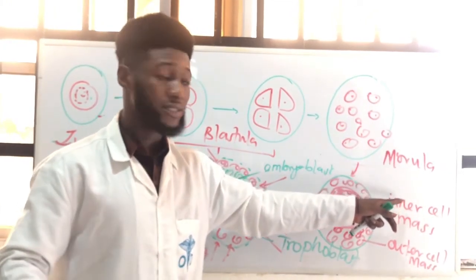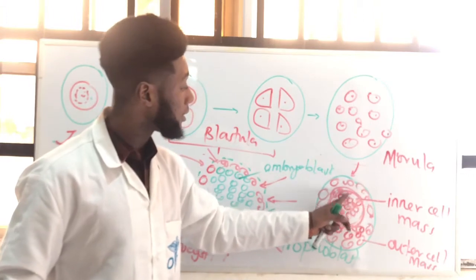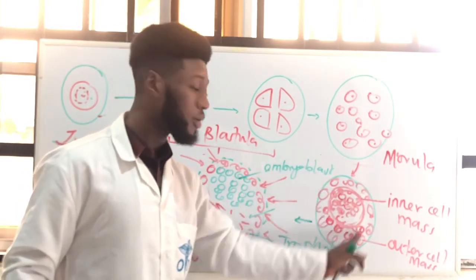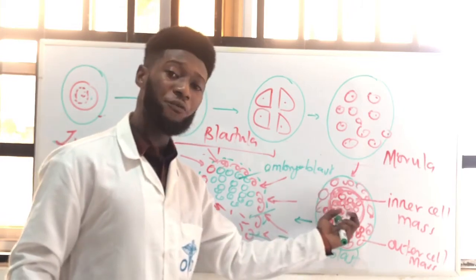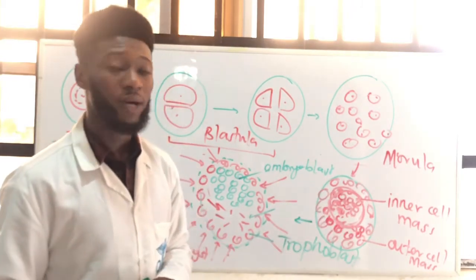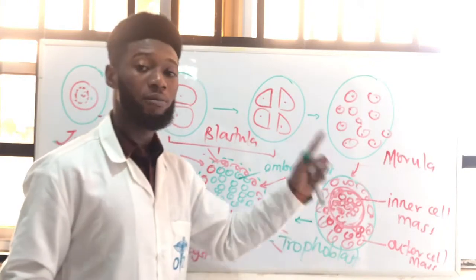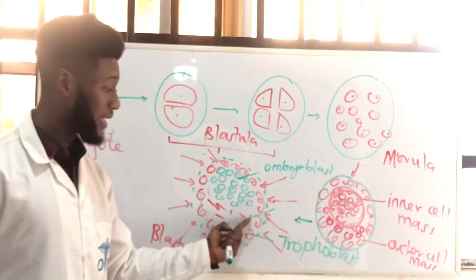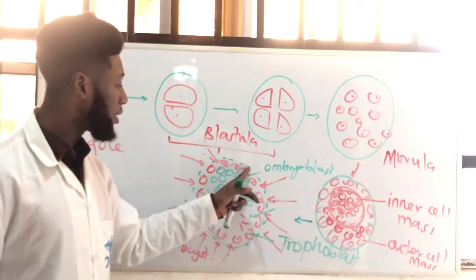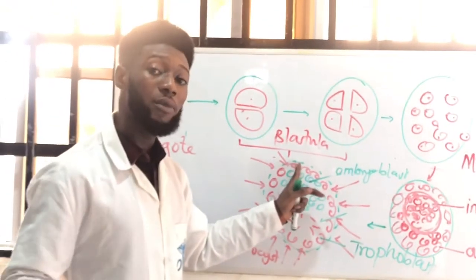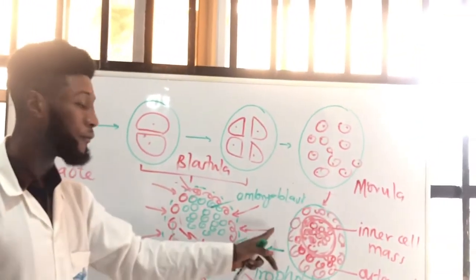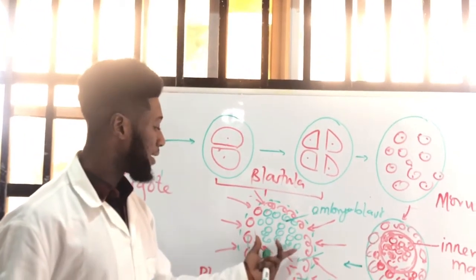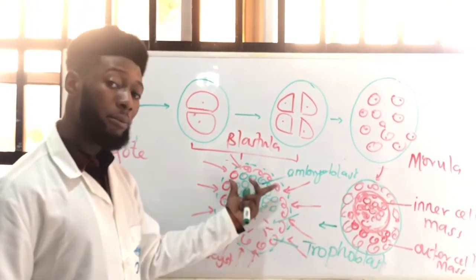As the gestation period increases, some of the cells become more compact at the center, while others lie at the periphery. Those at the center form the inner cell mass, and those at the periphery form the outer cell mass. As it increases again, the zona pellucida melts away and the ball gets fluid. So basically in a morula, the inner cell mass is pushed to the upper part of it.